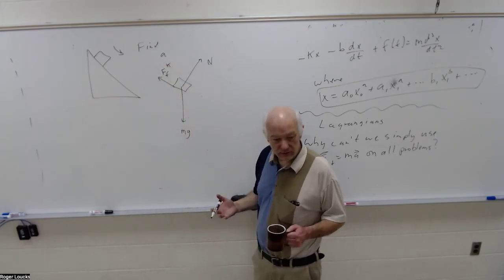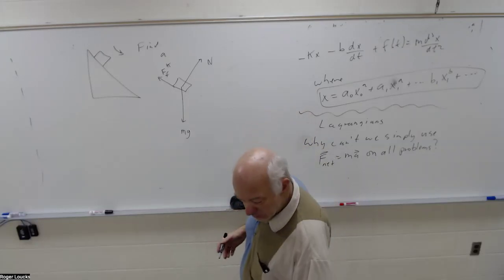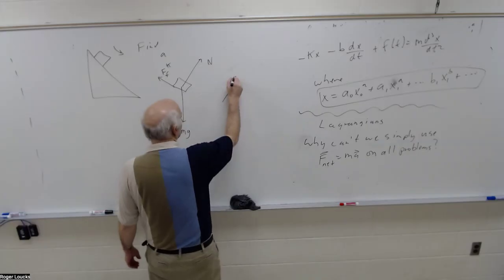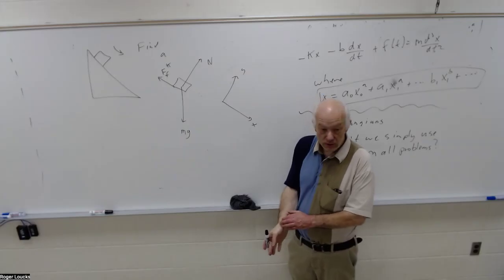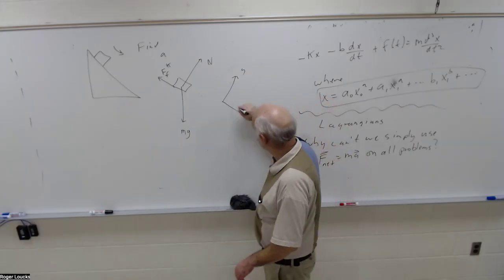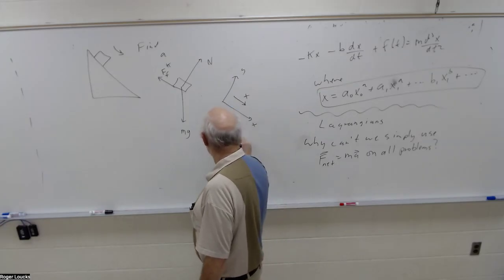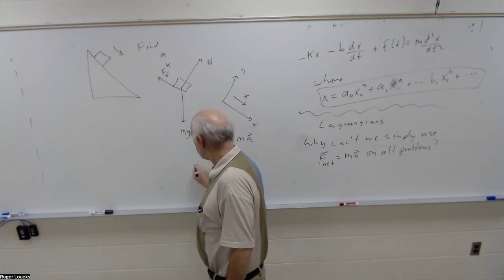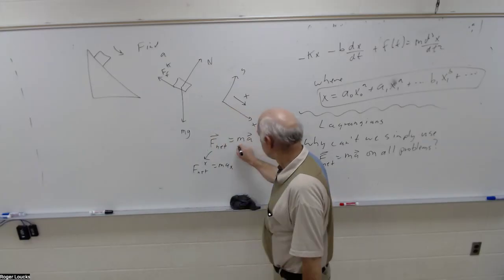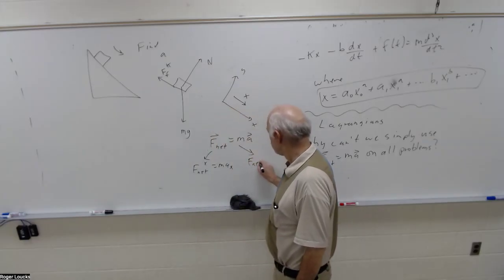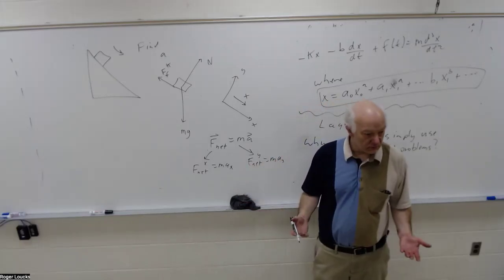And then what's the next step? You always set up a coordinate system. Which way do you always take to be positive? We always take the direction of motion to be positive. You have this F net here, and you break it up into components. Life is good, not a problem.